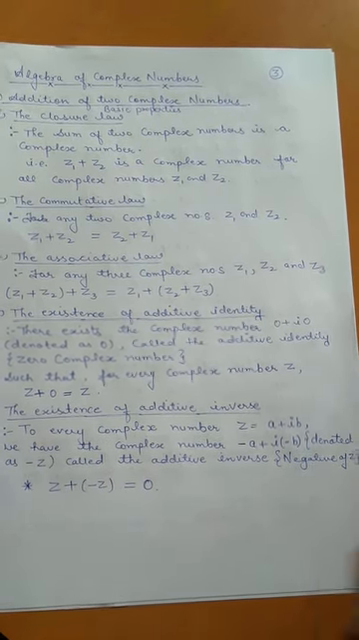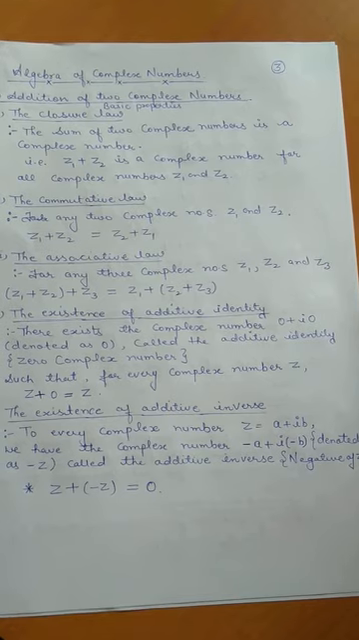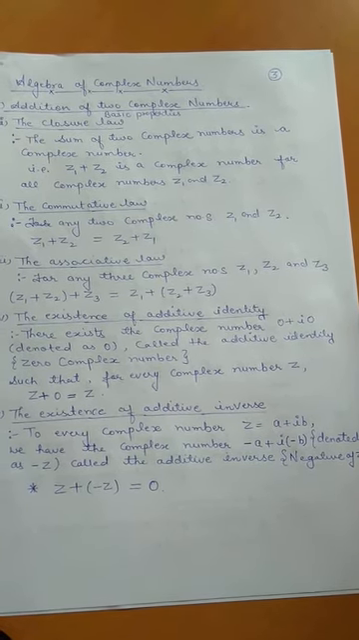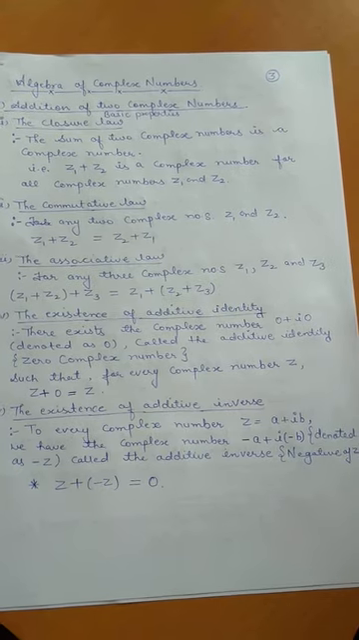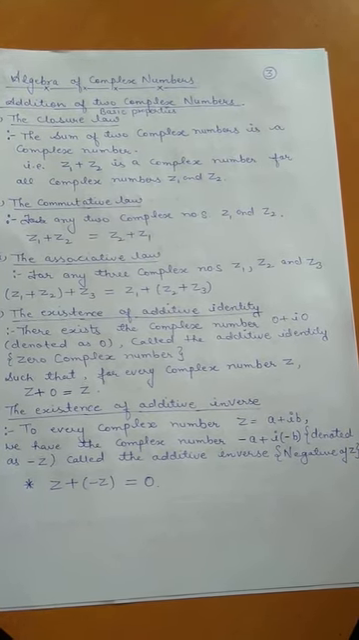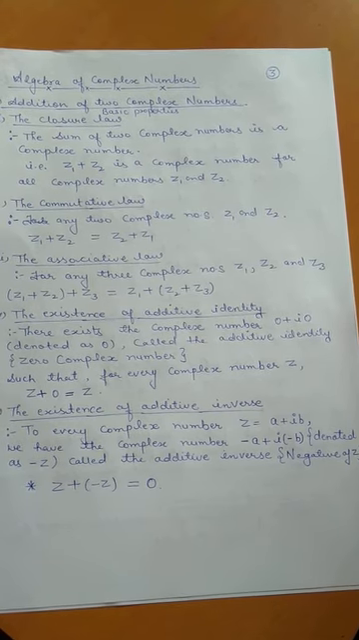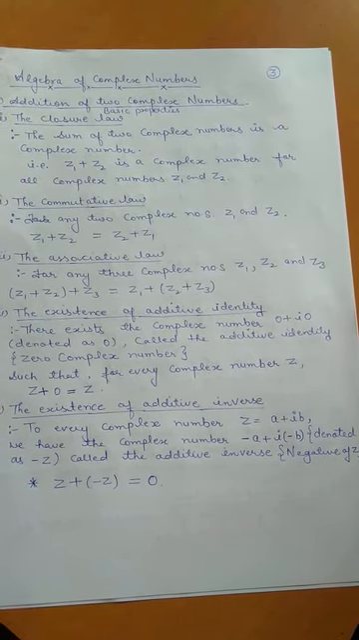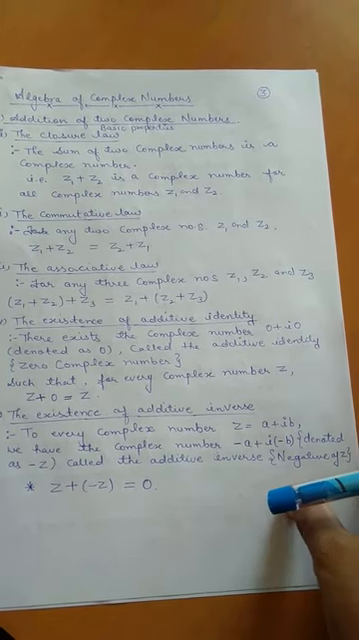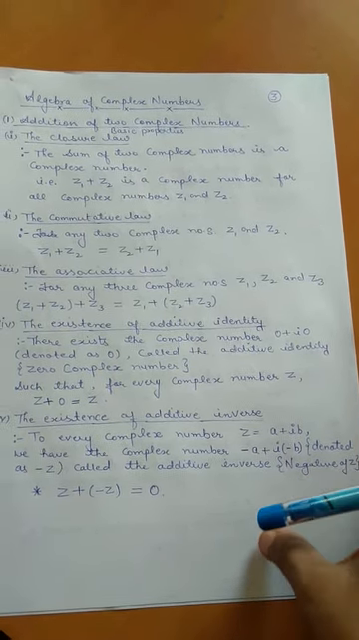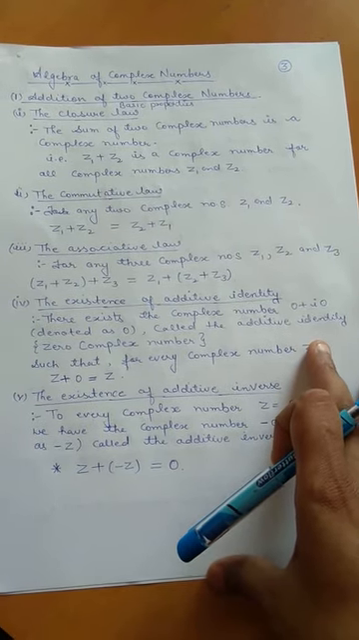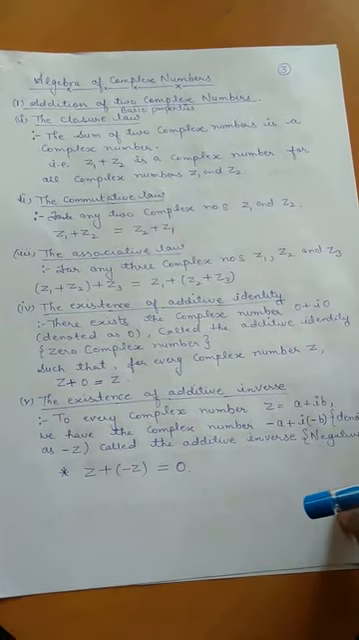So always the additive inverse of any number is the number with its negative sign. What will be the additive inverse? The number with the negative sign. Suppose I ask you the additive inverse of z, that will be minus z. What will be the additive inverse of y? That will be minus y. What will be the additive inverse of x? That will be minus x. Suppose I ask you the additive inverse of 3, that will be minus 3.